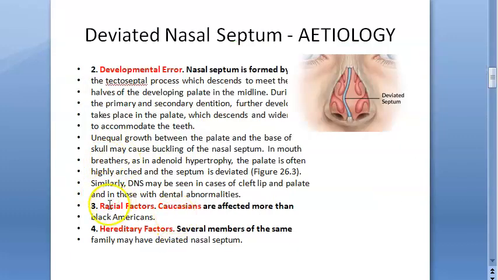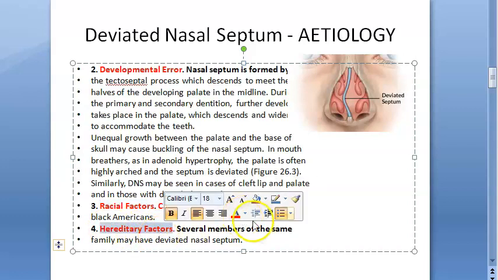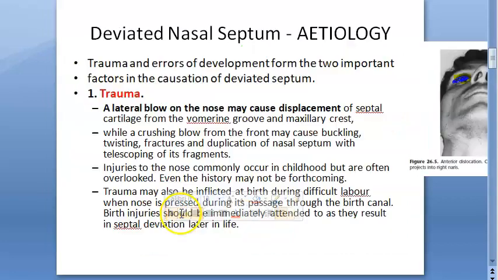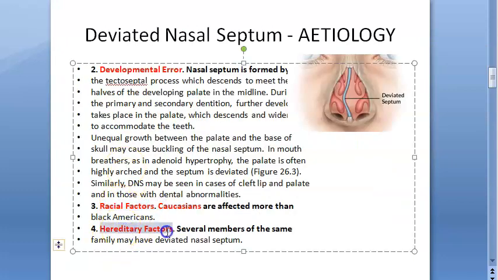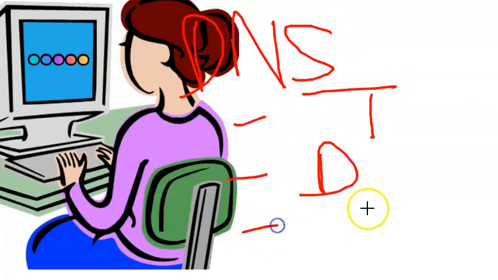Okay, what are the other two things you will write? Racial factors, Caucasians you have to write, they are more affected. Hereditary factors, it may run in the family. So that's it. Only four things they have mentioned in the textbook. So trauma, developmental, what else? Racial, Caucasian and hereditary factors. Yes, are you able to understand the causes? Causes of what are we looking at? Deviated nasal septum. We saw trauma, developmental, racial, some Caucasians and hereditary.